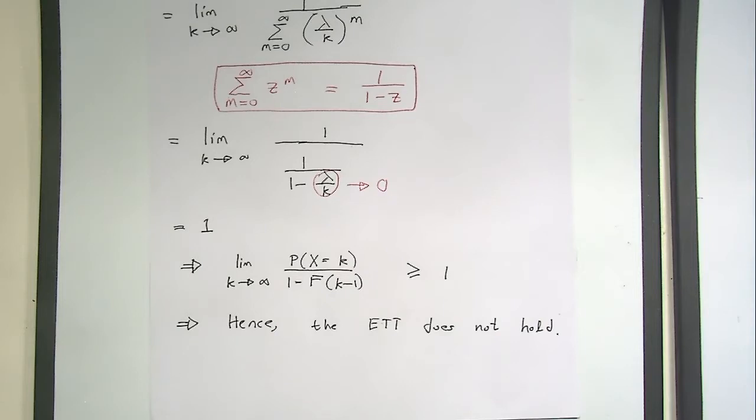I will not ask you this question, but I hope you understood the derivations. There's nothing really complicated. It's just a matter of using the technical skills that you learned in your first year calculus courses. Now, we have shown that the limit is greater than or equal to 1, so hence the ETT cannot hold, right?